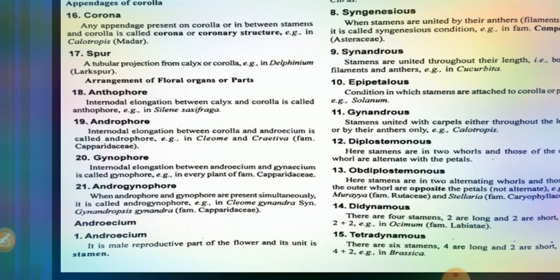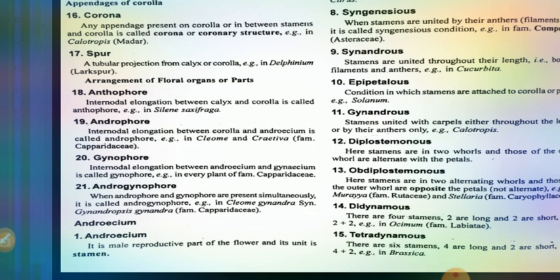In between the calyx and the corolla, there is the presence of internodal elongation. This is known as the anthophore, for example, Silene and Saxifraga. Then androphore means internodal elongation between the corolla and androecium.